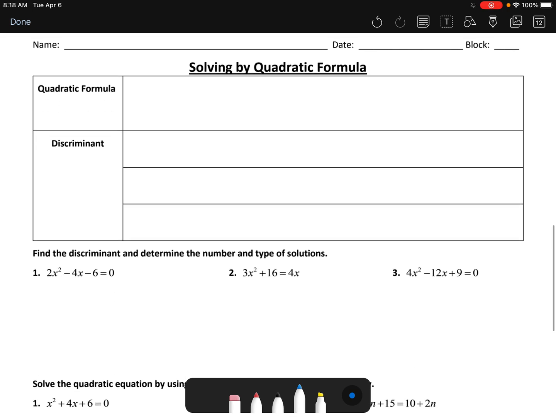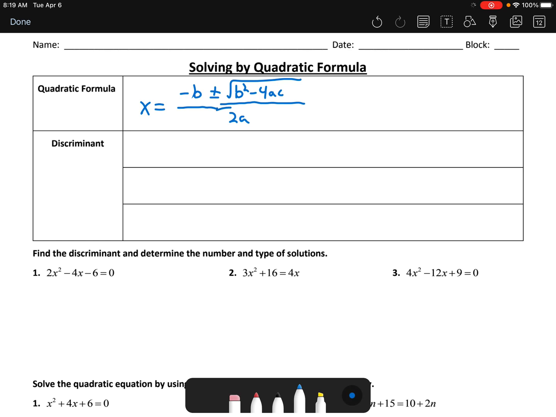But the quadratic formula is rather complex and rather easy. So the formula, which I encourage you to write down every time, is negative b plus or minus the square root of b squared minus 4ac all over 2a. Many students regretfully forget that 2a is underneath the negative b as well. So please be aware of that. That's very important that we don't lose that.